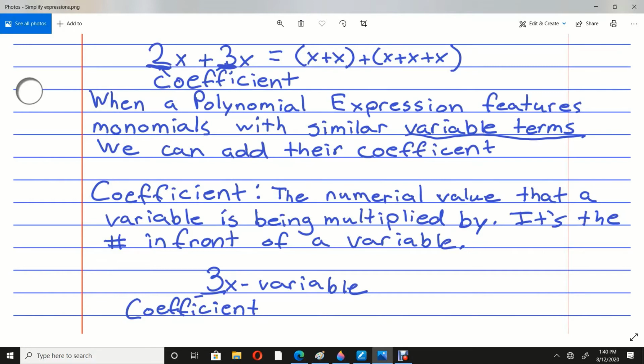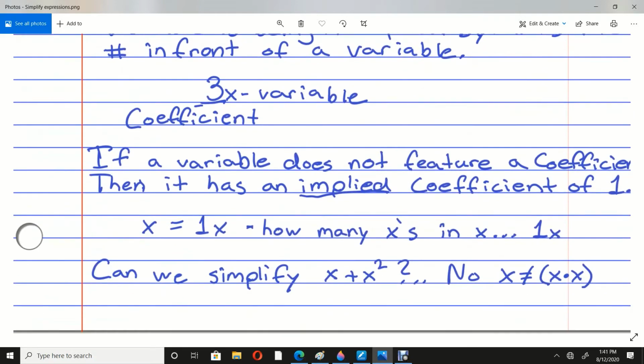Coefficient is the numerical value that the variable is being multiplied by. It's the little number in front of the variable. So we have an example right here, 3x. Underline the 3 right there. Your 3 is the coefficient. That's the number hanging out right in front of that variable. All right, pause the video if you need to. Take your notes. I'll move forward.